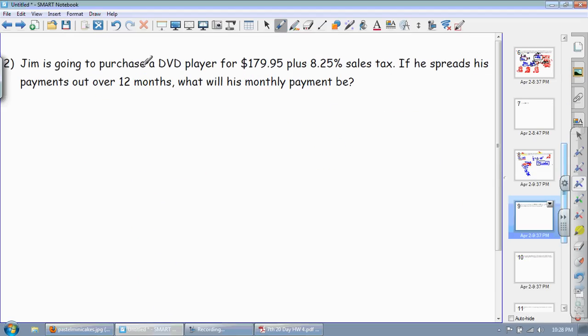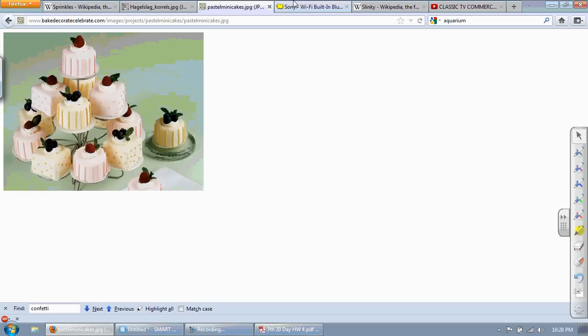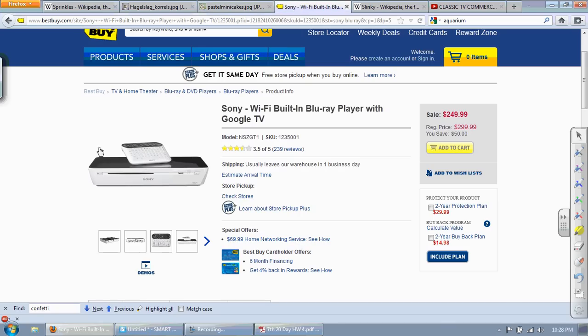Jim is going to, oh, I changed this on the paper, but I didn't change it here, because this problem seemed all old. So he's actually buying a Blu-ray player, and he's buying it for $249.99. And if you think, oh, you're just making up numbers, well, check this out. If you go to Best Buy, you can buy a Sony Wi-Fi built-in Blu-ray player with Google TV for $249.99.